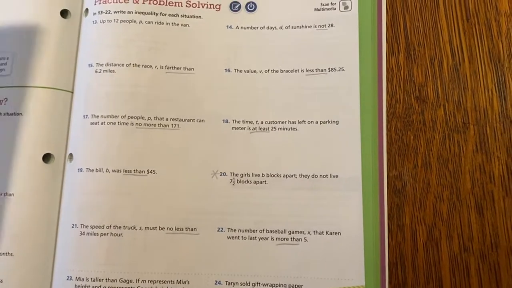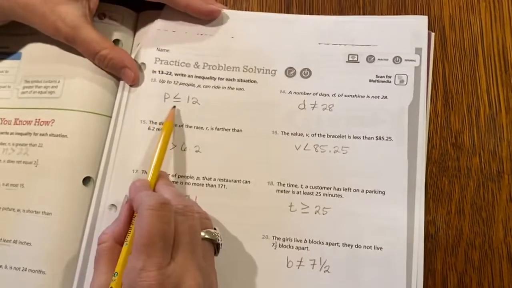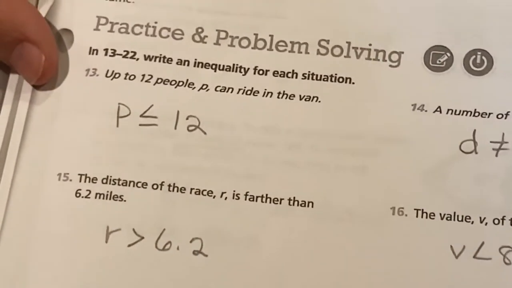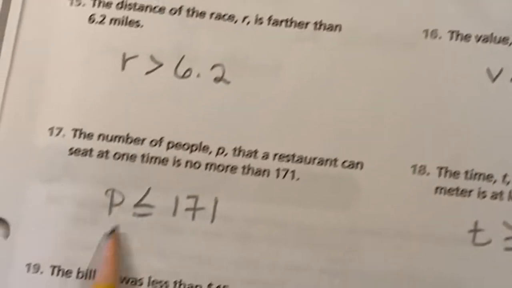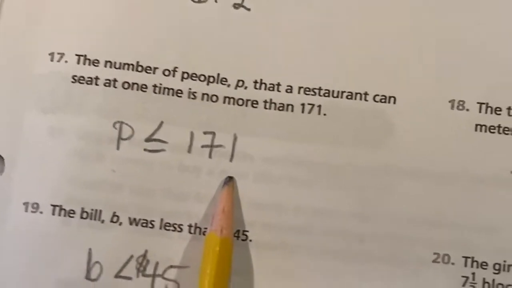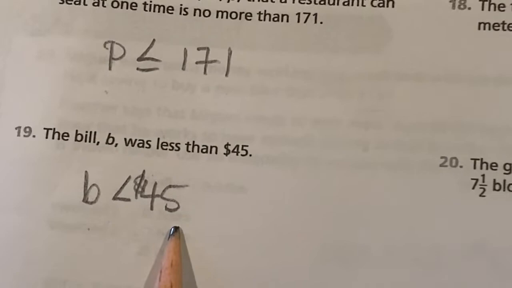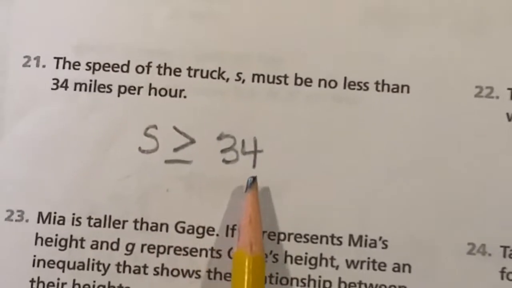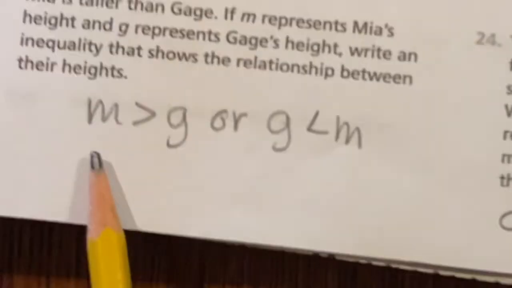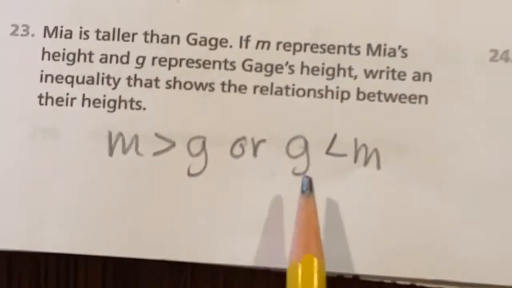All right, so here we go. P is less than or equal to 12. R is greater than 6.2. P is less than or equal to 171. B is less than 45. S is greater than or equal to 34. M is greater than G, or you could write G is less than M.